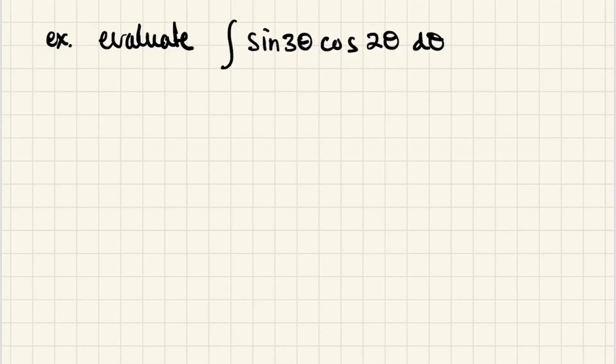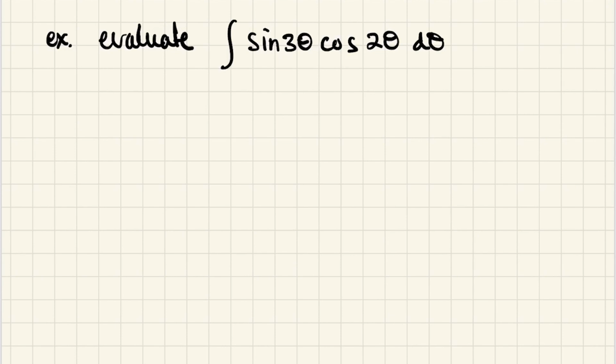Okay, for this last example, we have a completely different type of problem. The issue here is that the arguments are different. We have sine of 3 theta and cosine of 2 theta. And that creates a lot of problems for any of the techniques that we've seen so far today. So our first job should be to find a way to get those all down to the same. So how can we do that?